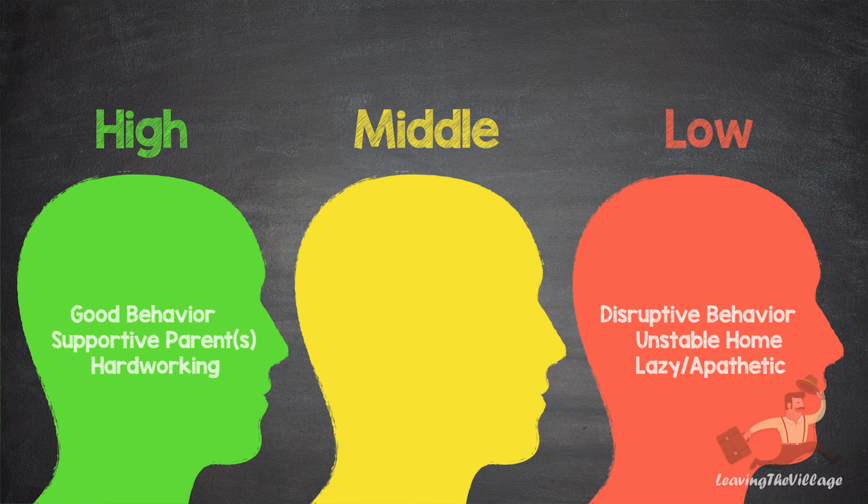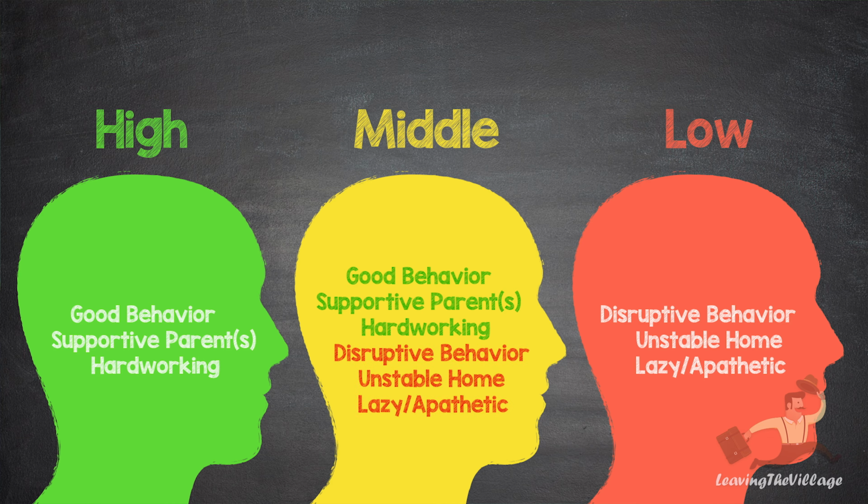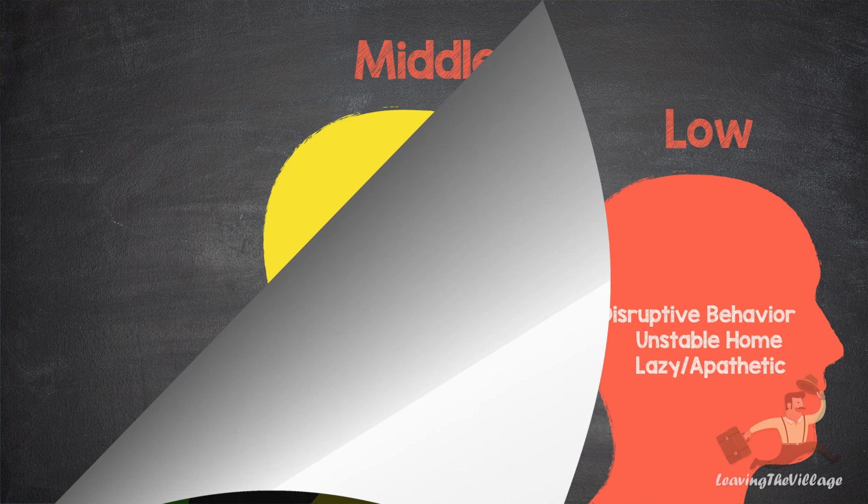We define middle students as students that are barely meeting the standard when we give them assessments, or students that are just below meeting the standard when we give them an assessment. All of this is based on our data. So typical characteristics of middle students are they have good behavior, supportive parents, and they're hardworking. But we also have middle students that have disruptive behavior, unstable homes, and they're lazy or apathetic. We often refer to these middle students as bubble students.